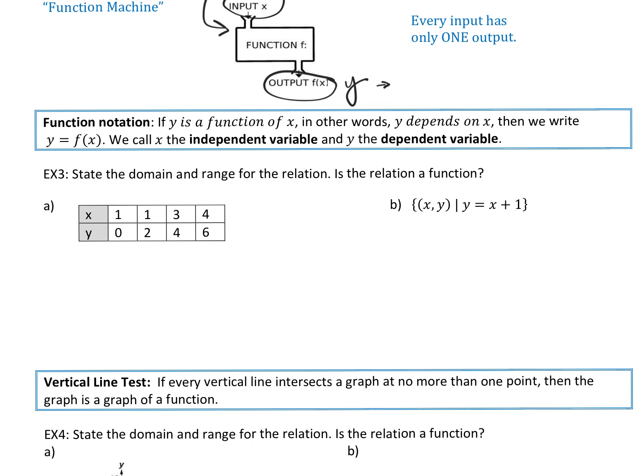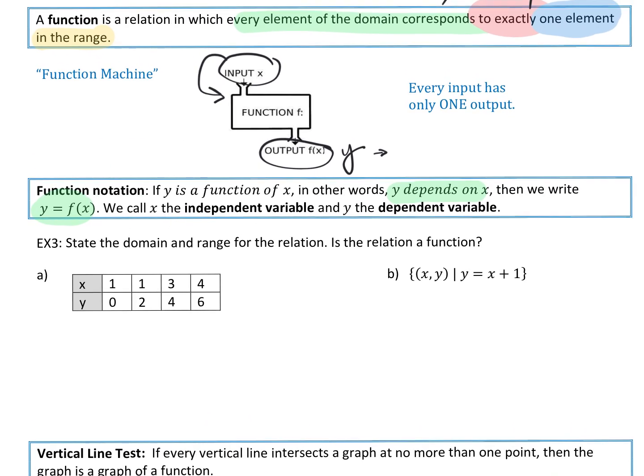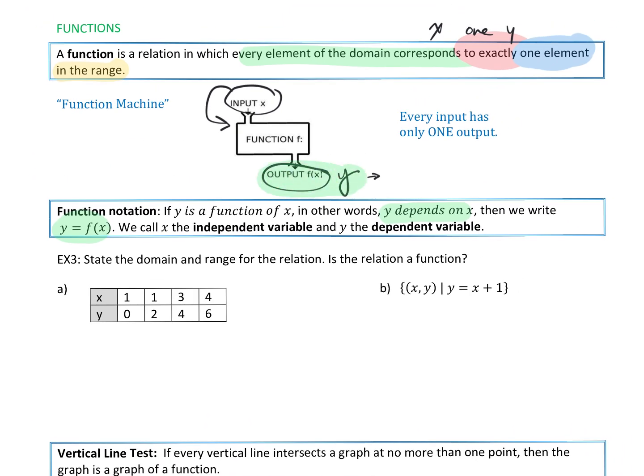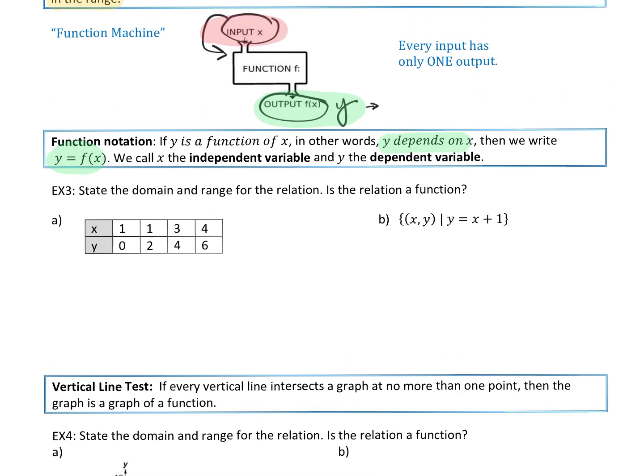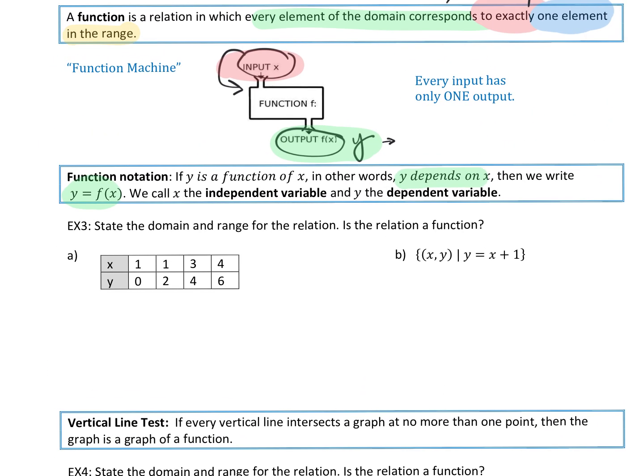Okay, so let's see. Function notation. If y is a function of x, in other words, y depends on x, then we write this very special function notation, y is equal to f of x. Again, notice here with our function machine, the output depends on what we input into it. And so we call x the independent variable and y the dependent variable, because again, it depends. This value greatly depends on what we input into the function.